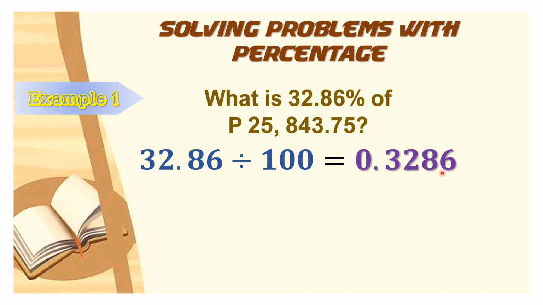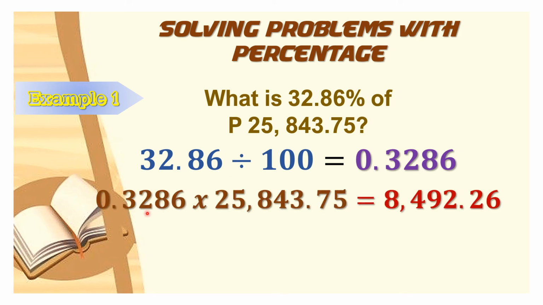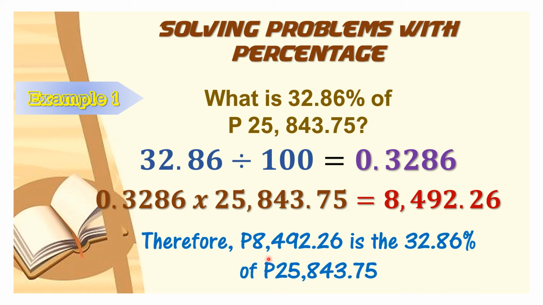Then after that, we're going to multiply this decimal value to the whole number here. So 0.3286 times 25,843.75. Then their product is equal to 8,492.26. And therefore, 8,492 pesos and 26 centavos is the 32.86% of 25,843 pesos and 75 centavos.